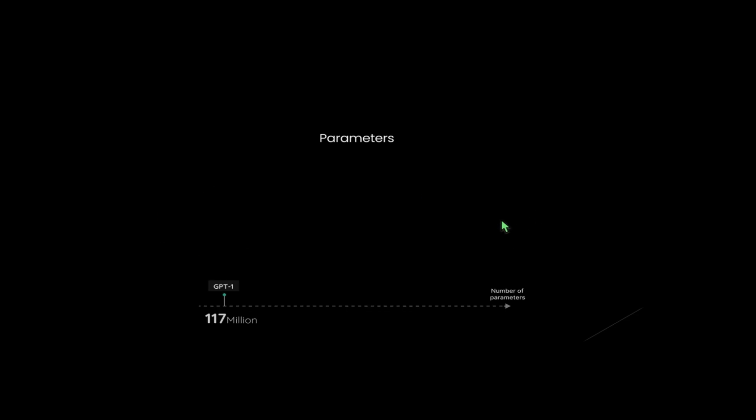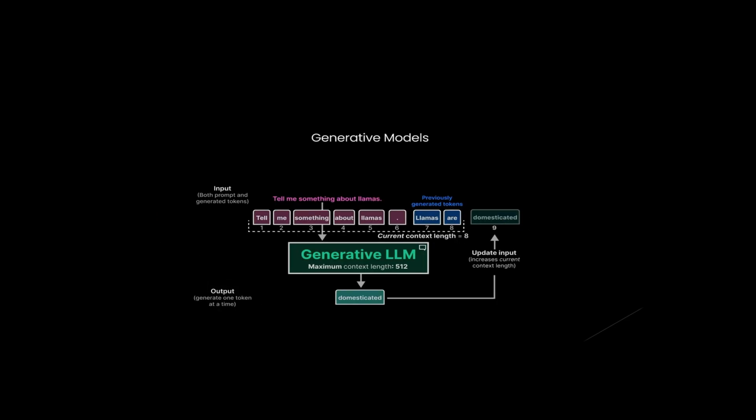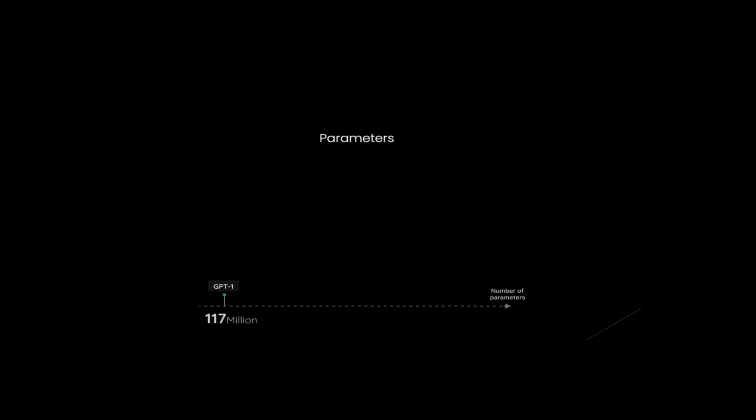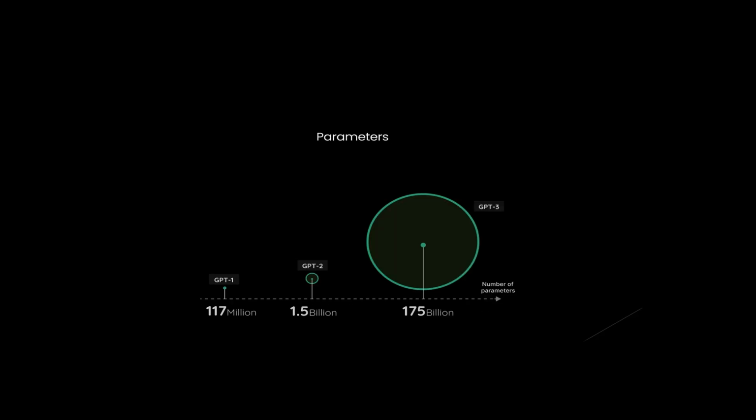Now, let's talk about parameters. Parameters are the internal values, the weights and biases that a neural network adjusts during training to improve accuracy. The more parameters a model has, the more patterns it can learn, but it also requires greater computational power and data. For instance, GPT-1 was trained with about 170 million parameters.